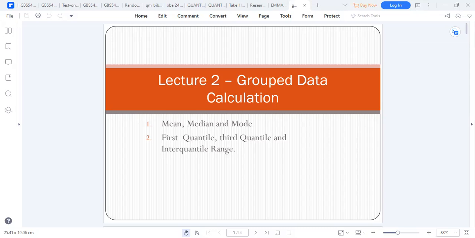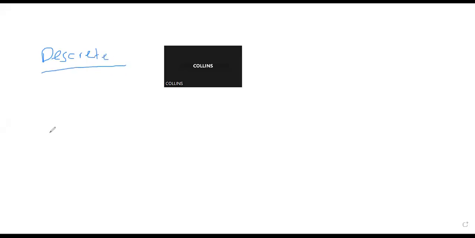So when you're dealing with quantitative data, we're looking at measurable data. Please mute yourselves. We can have quantitative data that is discrete, and we can have quantitative data that is continuous. So we have what is called discrete data under quantitative, and we also have continuous data.